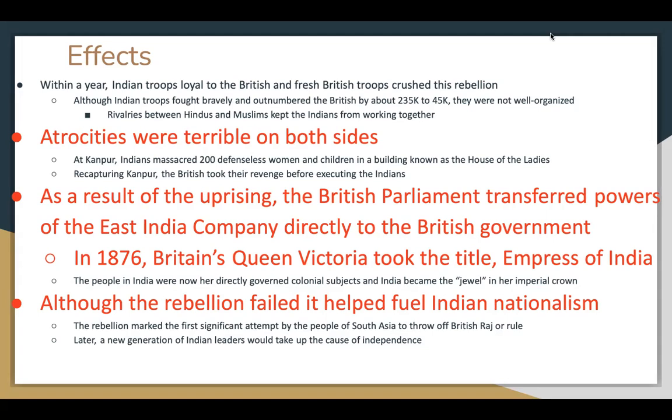Although the rebellion failed, it helped fuel Indian nationalism. This rebellion marked the first significant attempt of the people of South Asia to throw off the British Raj, or the British rule. Later, a new generation of Indian leaders would take up the cause for independence.